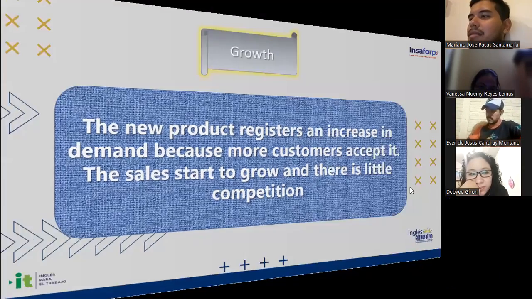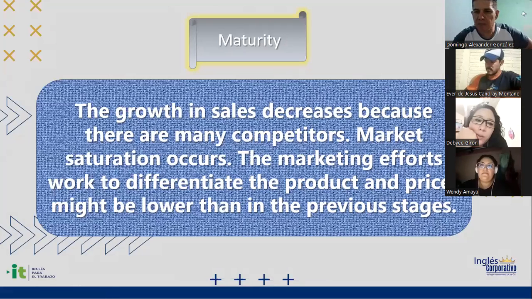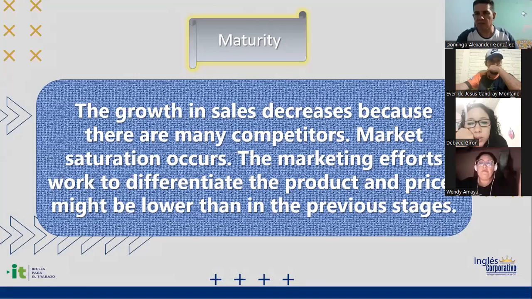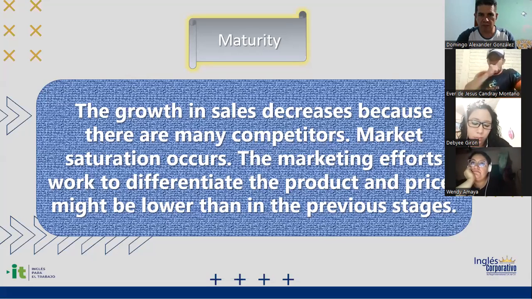Okay, in growth. Now the next is maturity. Maturity is when the product is old, right? The growth in sales decreases, goes down, right? Because there are many competitors. A lot of people are selling honey, right? All people are selling honey now. That is, honey packers become very popular. So all the competitors are trying to take the market, right? Market saturation, of course. A lot of people are selling honey, right? The marketing efforts were to differentiate the product and prices might be lower than in the previous stage, right? So they say, everybody knows the product and nobody's buying the product, so I will reduce the price of the product, right? Okay, questions about this?